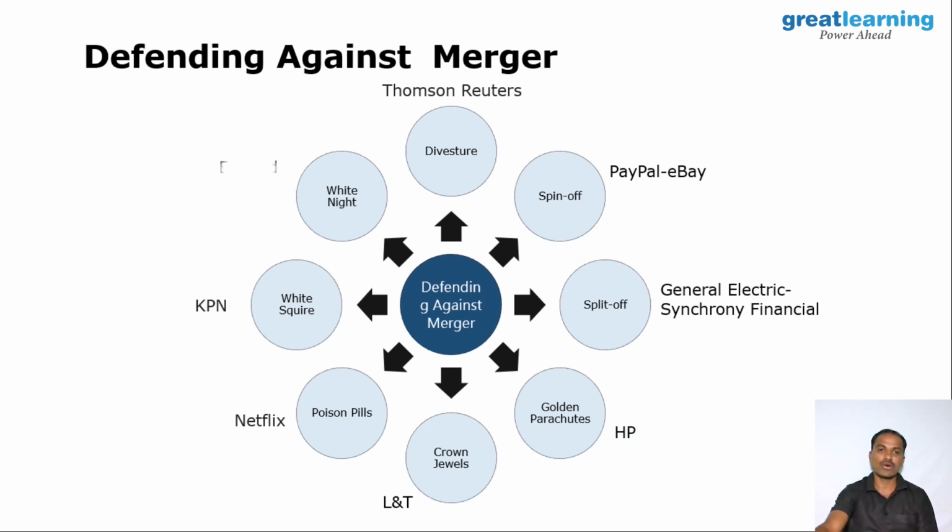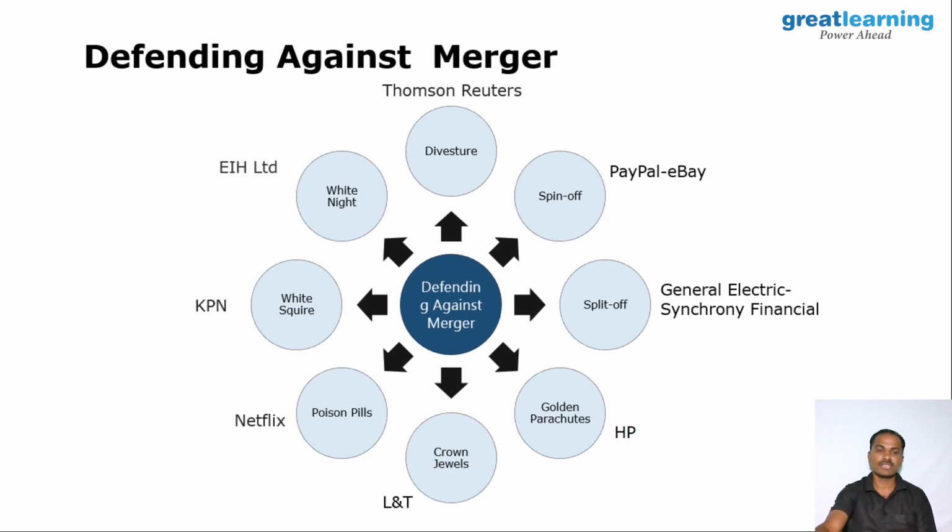And in white knight, what happens? In white knight, the majority of the assets will be sold to the friendly company so that the deal will become unattractive. So that is the method companies generally use. White square and white knight are two similar methods, but the difference is that in the white square method, only a few assets will be given to the friendly company to protect, so that the control will be reserved with the friendly company, and the acquiring company will find it unattractive.